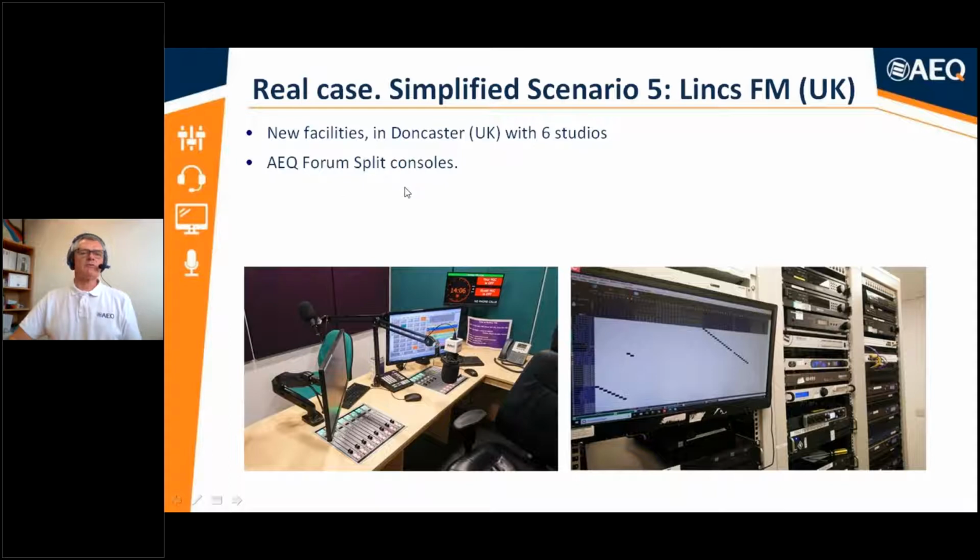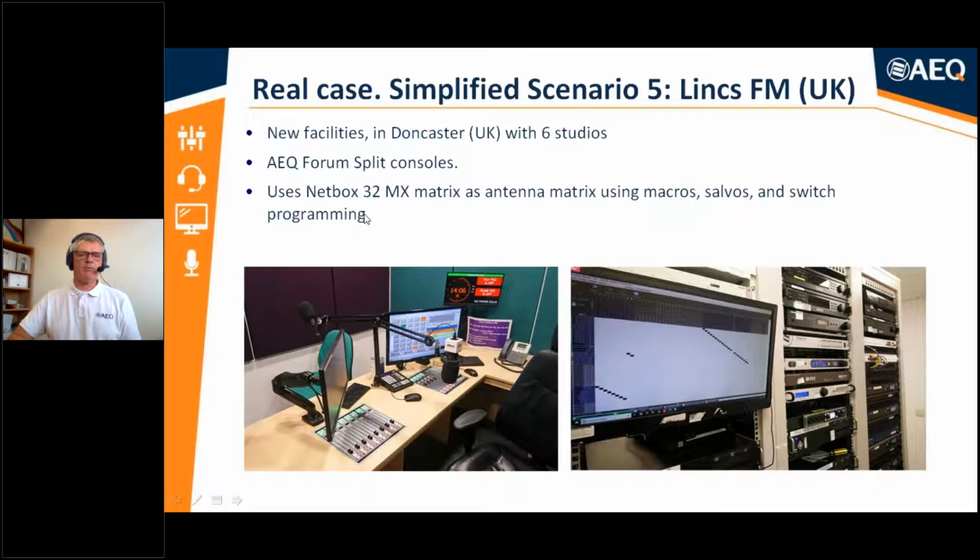They're AEQ Forum split consoles with audio over IP, and the only analog sources that they have are basically the microphones. The playouts and all the other sources are located in central control and converted into audio over IP through the Netbox that they have installed in that system. They're using this Netbox 32, which is basically a 64 by 64 non-blocking routing matrix. They're using that to do the antenna switching, to do the switching between the different studios, and also to take the sources from, for example, news feeds to the new studios. And then they can schedule the broadcast and also provide the audio to and from the different playout systems that they have within the station.